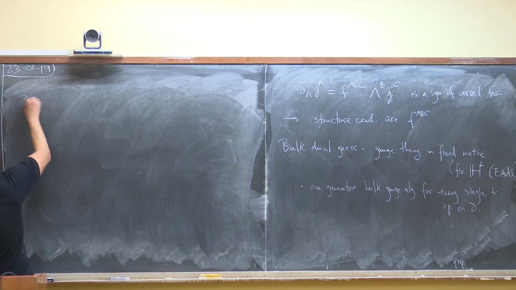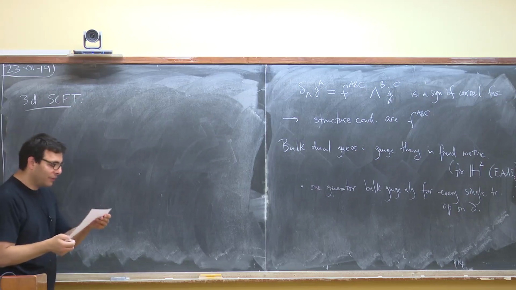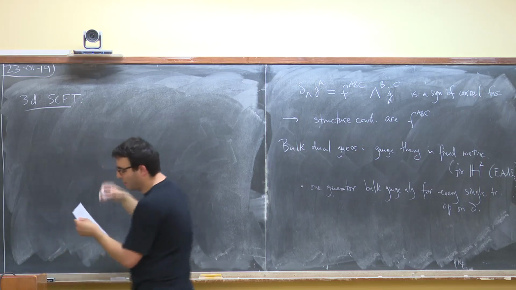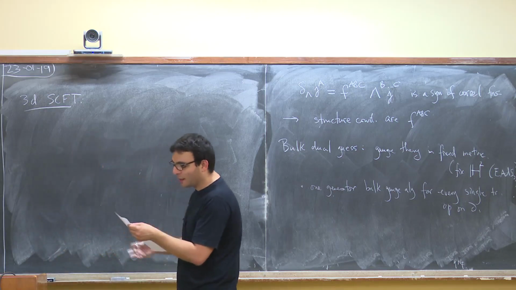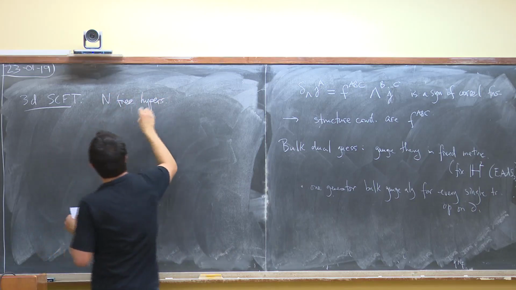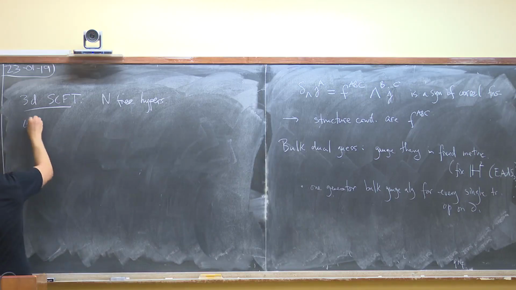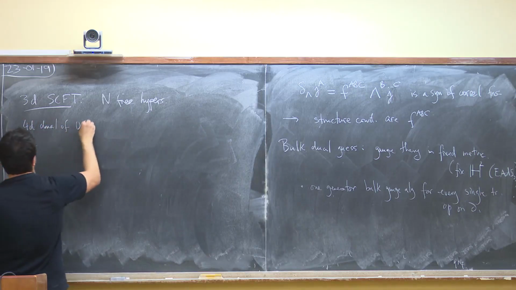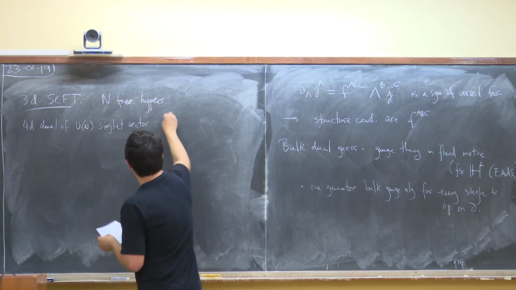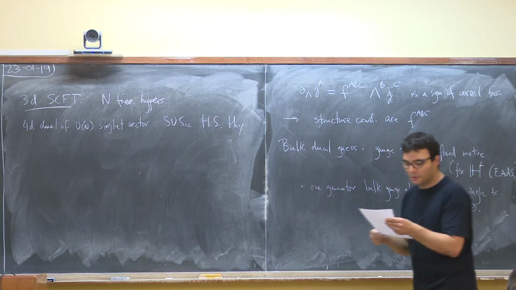Okay, so let's start with the 3D theory, SCFT. So first, let me do an example of the second kind of AdS-CFT, where I have a large N vector model. The simplest example of such a thing with N=4 supersymmetry is N free hypers. Very simple. And there's the 4D dual of the U(N) singlet sector: there's supersymmetric higher spin theory.